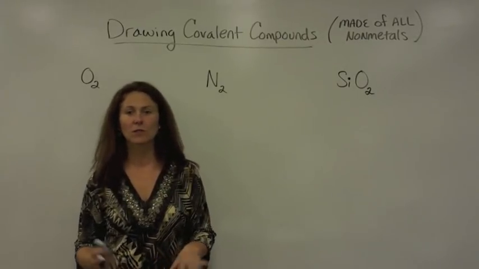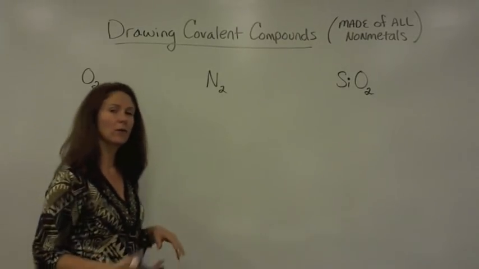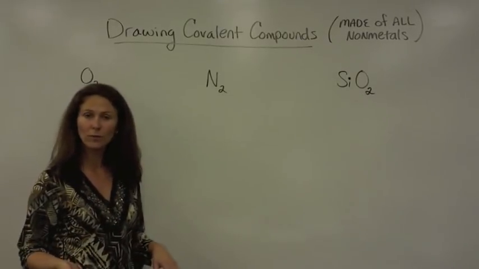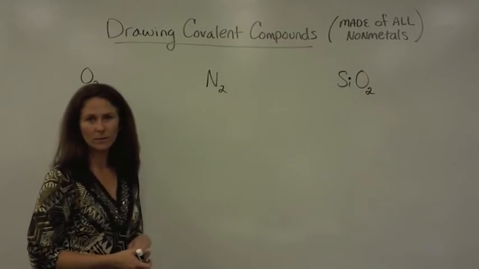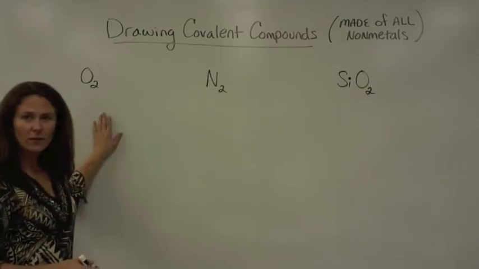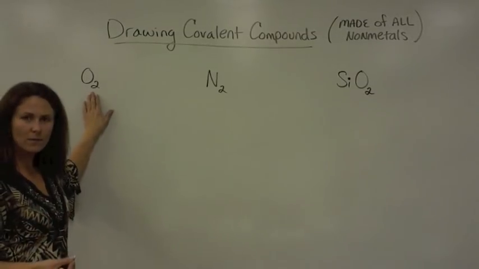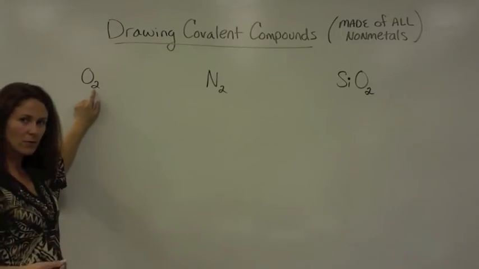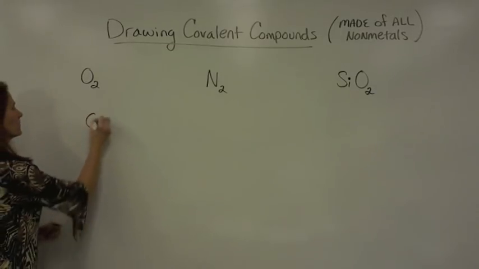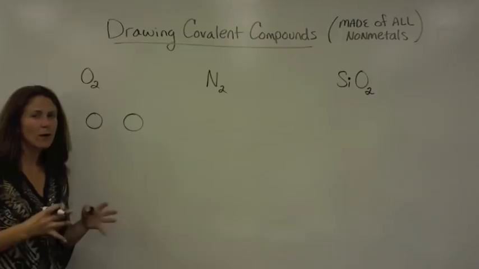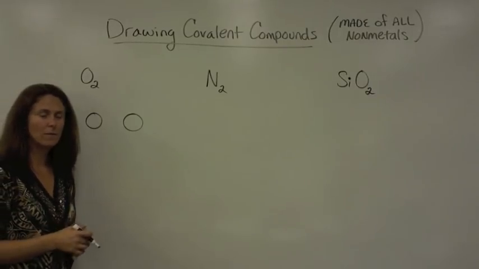Okay, we just covered single covalent bonds, and now we're going to move over to something called double covalent bonds and triple covalent bonds. We're going to take a look at the oxygen diatomic molecule first. Obviously, we have two atoms of oxygen here, represented by that subscript. Now we have to bond these two atoms of oxygen together.